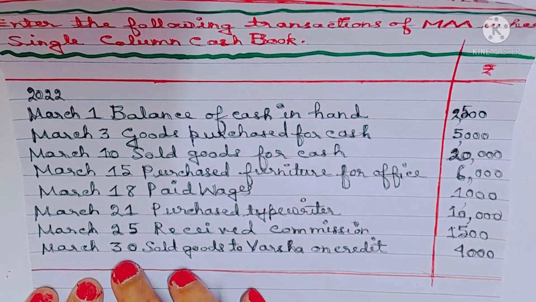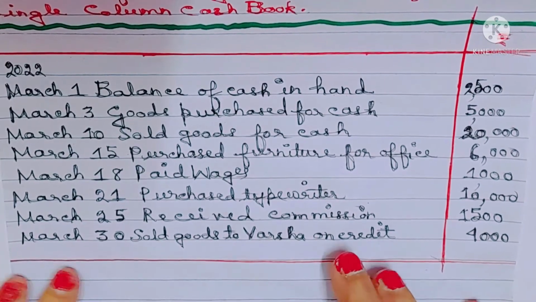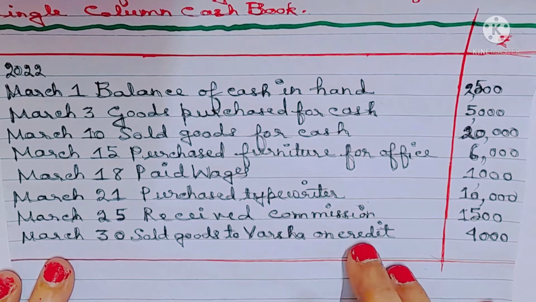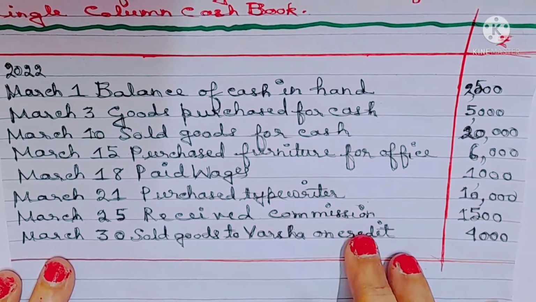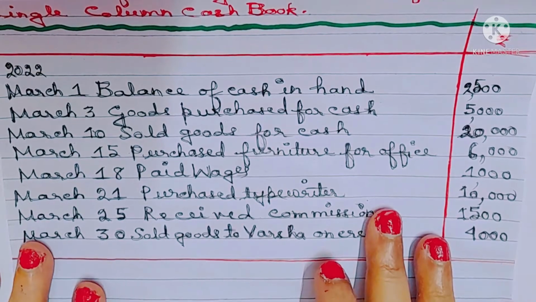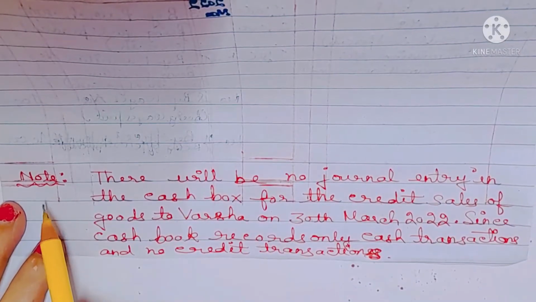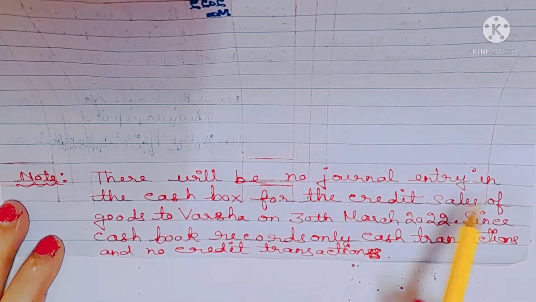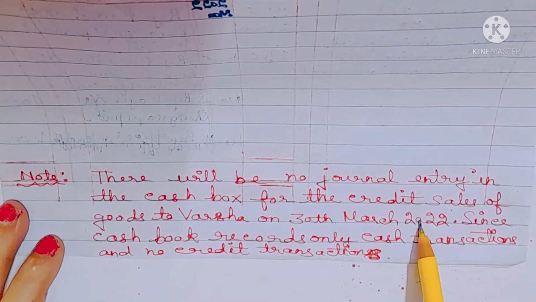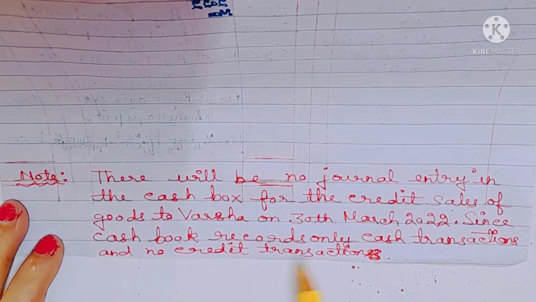The last transaction is on 30th March, sold goods to Varsha on credit 4,000. This will not appear in the cash book because cash book, be it a single column or a double column or a triple column, does not record credit transactions. Instead, we'll have to write a short note below the cash book. Okay. So how to write a short note? Let me show you. So we'll have to write note. There will be no journal entry in the cash book for the credit sales of goods to Varsha on 30th March 2022, since cash book records only cash transactions and no credit transactions.